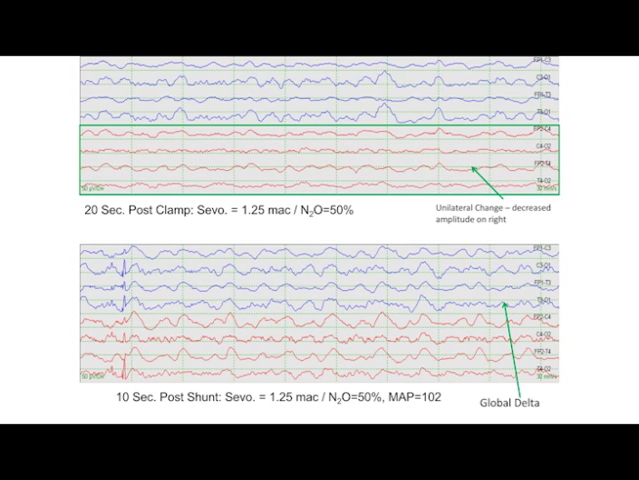The surgeon now places a shunt. That's our recommended intervention in the event of a change like that with clamping. But this is now 10 seconds after the shunt's placed, and we're still seeing a slower EEG than it was at baseline prior to clamping. There's still generalized global delta on both sides, both hemispheres.